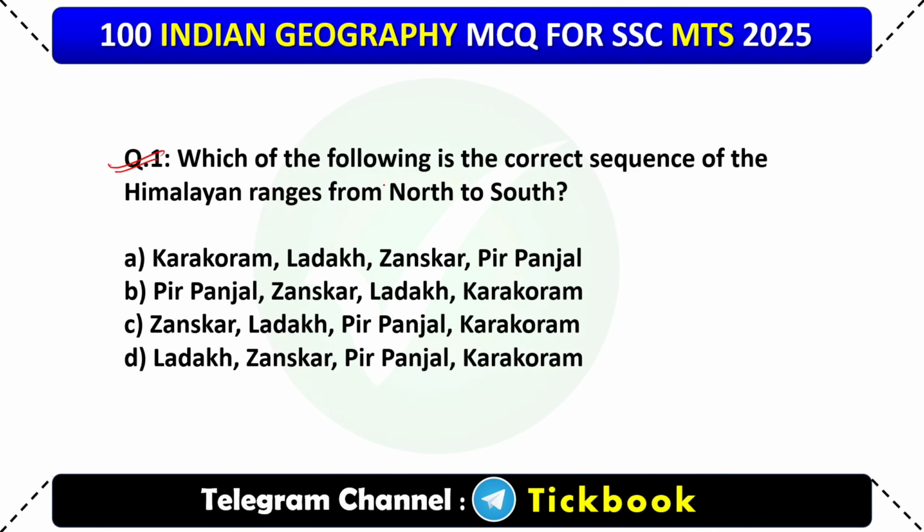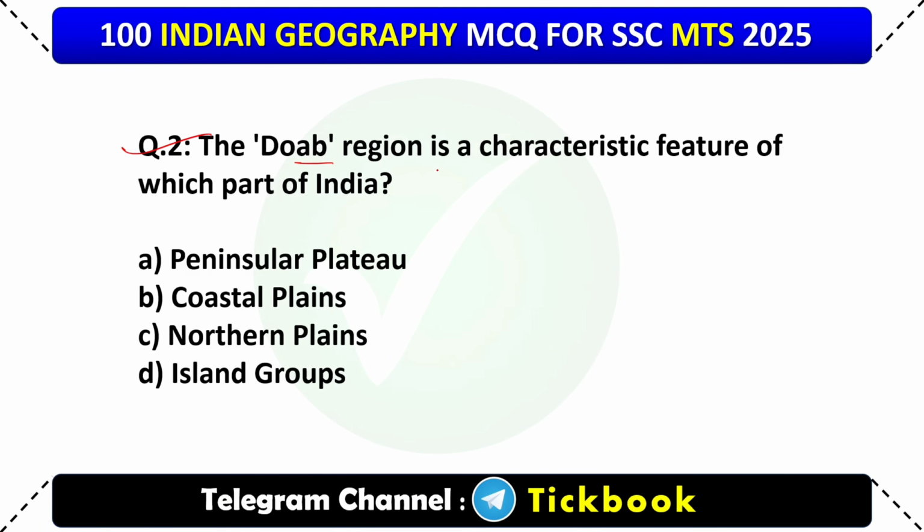So the question number 1, which of the following is the correct sequence of the Himalayan ranges from north to south? Option number A, Karakoram, Ladakh, Zaskar, Pir Panjal. Question number 2, the Doab region is a characteristic feature of which part of India? Option number C, Northern Plains.